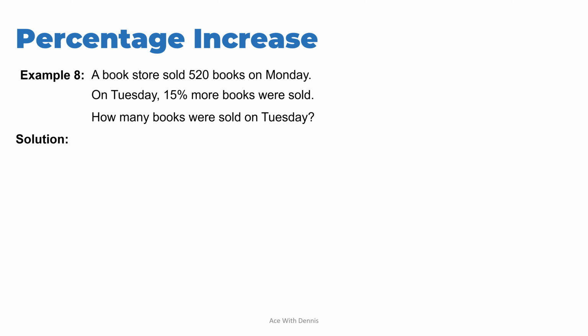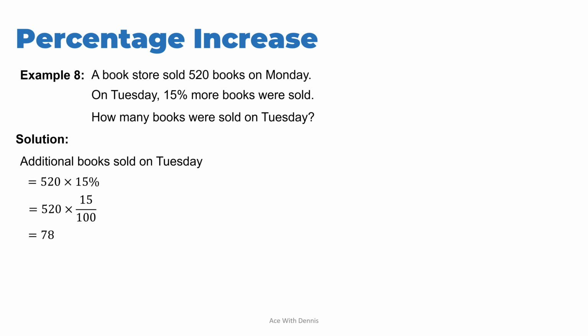And here's the solution. There are two ways to answer the question. This is the first way. Additional books sold on Tuesday will be 520 times 15%. Okay, 15% is 15 over 100, and the result is 78. So the total books sold on Tuesday will be 520 plus 78, and the answer is 598 books.